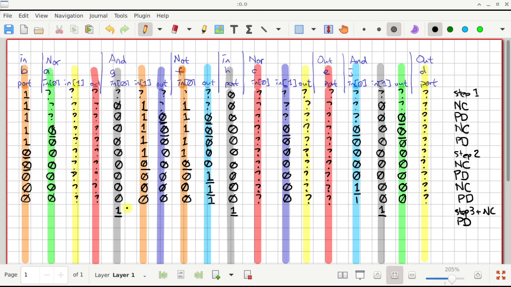Nope, because it becomes 1 and 0, which is still a 0. So if it's not a change, I don't even bother to write anything here. But if you want to write something here, that's okay. Just do not underline, because it's not a change from what it used to be.